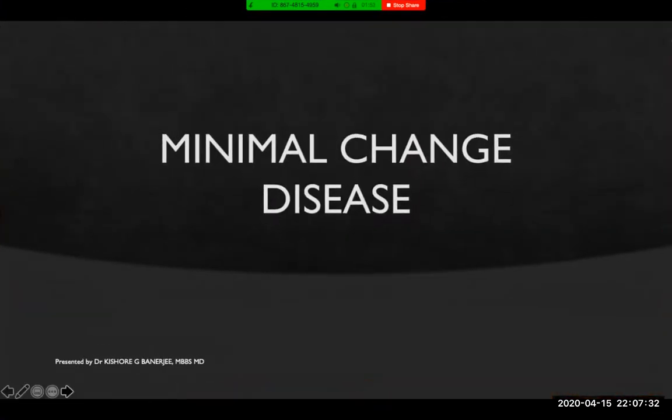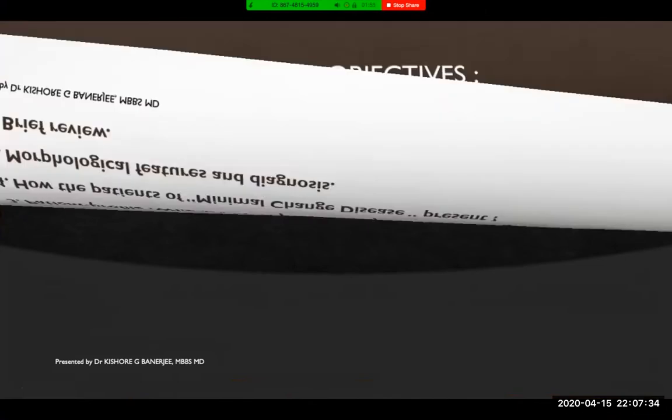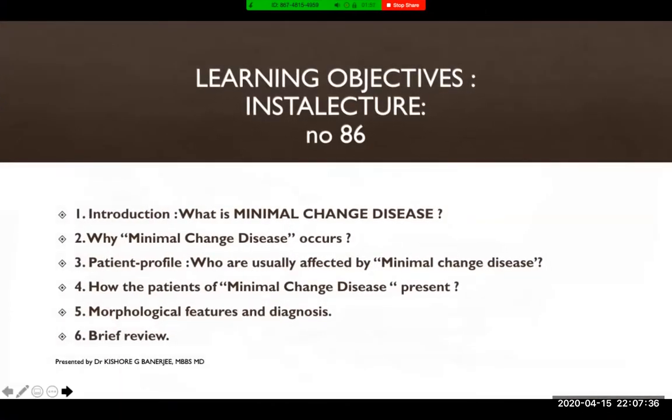So the name is minimal change disease. Previously, it was also known as lipoid nephrosis when it was first described in 1913, because some amount of lipid droplets can be seen in proximal renal tubules, which is a highly non-specific finding. As lipiduria occurs in this condition, lipids get leaked out from the glomeruli. So some amount of reabsorption can occur in the tubule, and that's why the lipid droplets can be seen there.